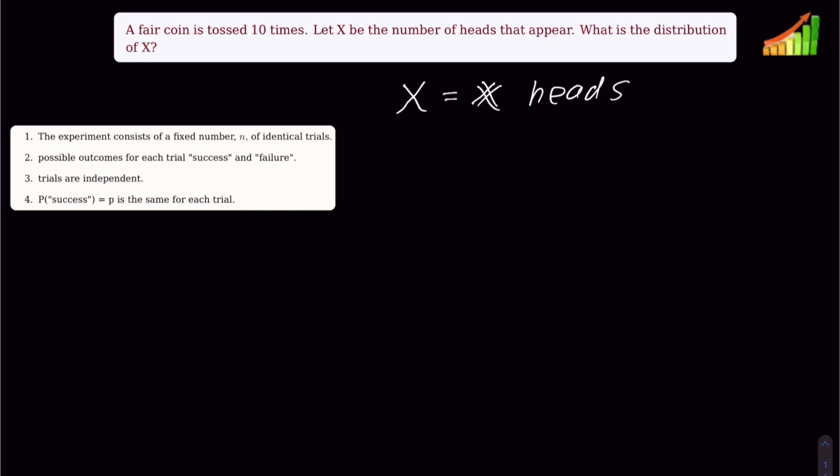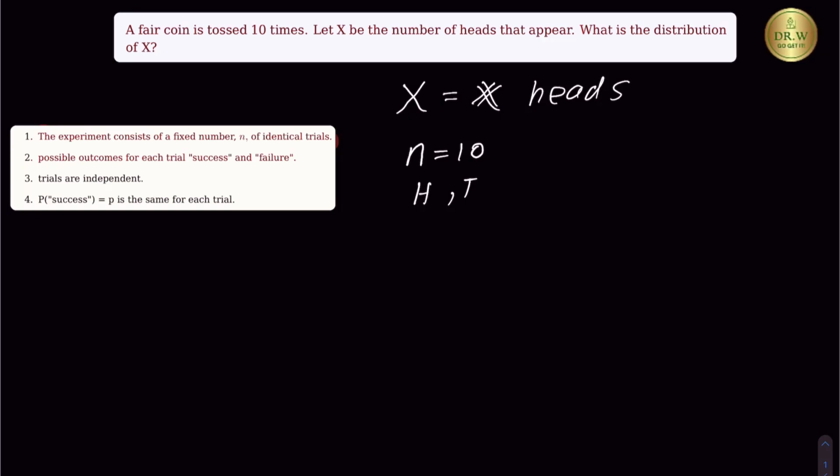To check for the binomial, we should check 4 conditions. The first one: the experiment consists of a fixed number n of identical trials. How many times do we toss this coin? 10 times. Therefore, n equals 10. Then the second one: possible outcomes for each trial, success and failure. So how many outcomes here? 2 outcomes, right? It is head or tail. So the second one is also correct.